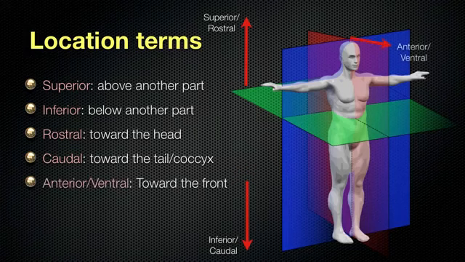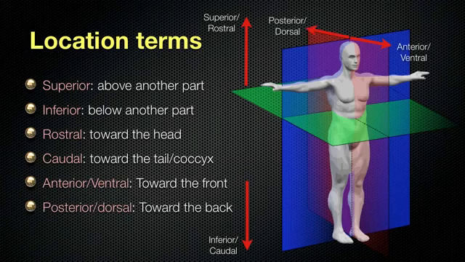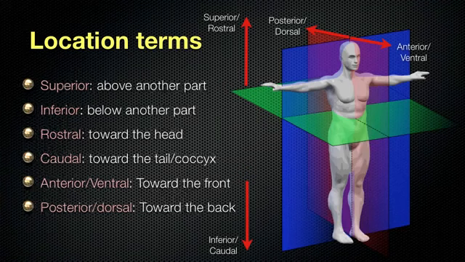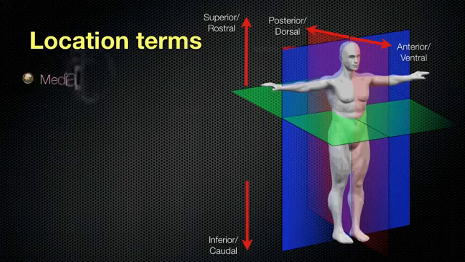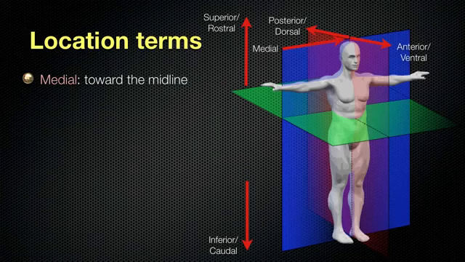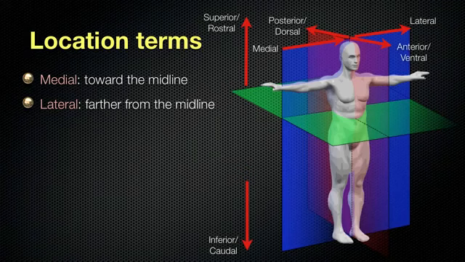And then we have anterior, that's towards the front, or ventral is also towards the front. And then we have posterior or dorsal, and that's towards the back. So anterior and posterior are opposite. Dorsal and ventral are opposite terms also. We have a few more to go over, and that would be medial, which is towards the midline, and lateral, which is farther away from the midline, as you can see here.